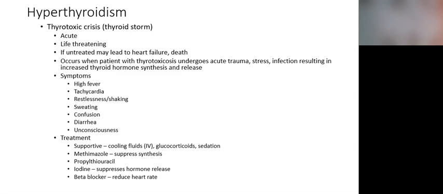Thyroid storm is an acute and life-threatening condition. It occurs when a patient with thyrotoxicosis undergoes trauma, stress, or infection, where the thyroid is stimulated to produce additional hormone. Symptoms include high fever, tachycardia, and potentially unconsciousness. Treatment, in addition to supportive measures, includes methimazole or propylthiouracil to reduce synthesis, iodine to suppress hormone release, and a beta blocker to reduce the heart rate.